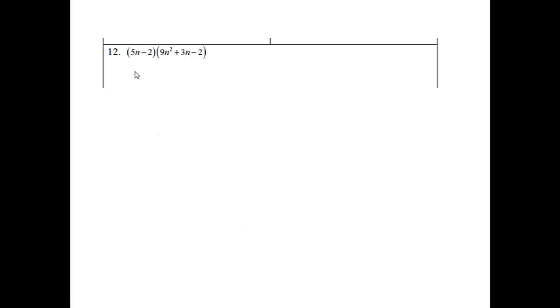Right, problem 12. I'm actually just going to work this one the box way because that's the way that I prefer it for this one. So if you're an arrow drawer, go right ahead. My rows are going to be 5n and negative 2. And then my columns are going to be 9n squared, positive 3n, and negative 2.